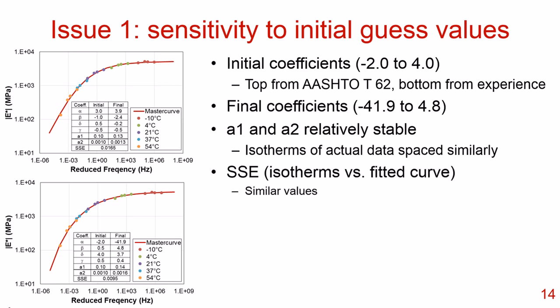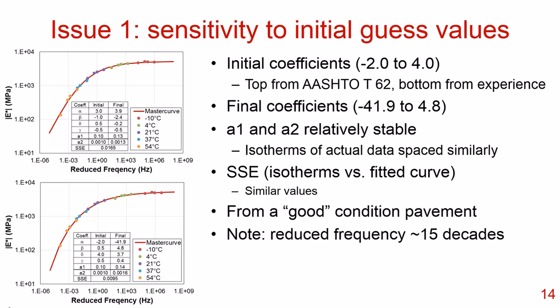The SSE, which is the difference between the isotherms or the actual data versus the fitted curve, have relatively similar values. So our actual data, which is the circles, lines up relatively nicely onto the fitted curve, which is the solid red line. But this is from a good condition pavement. So this is kind of a high quality sample that we had.